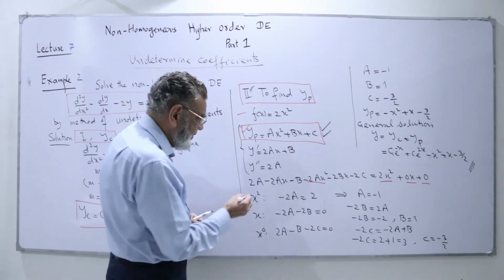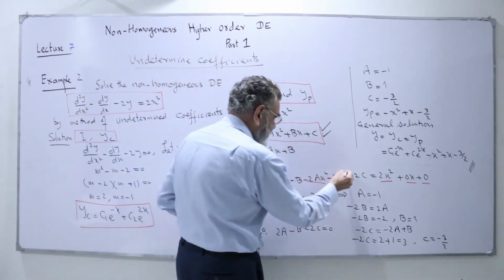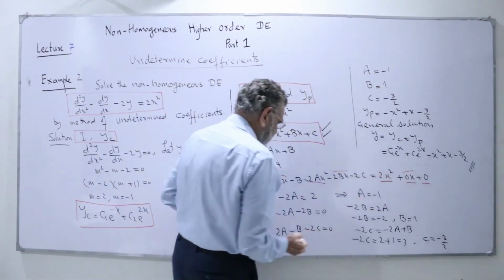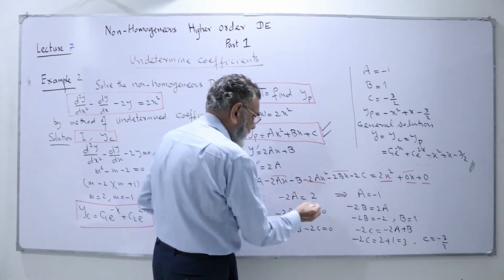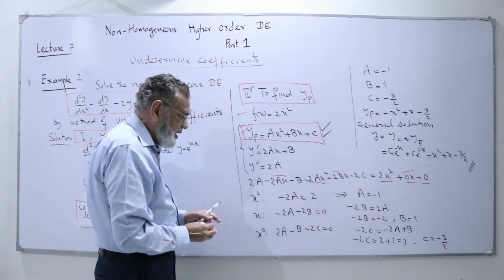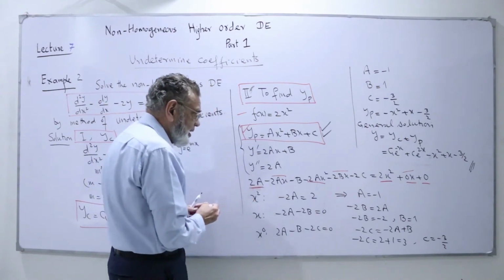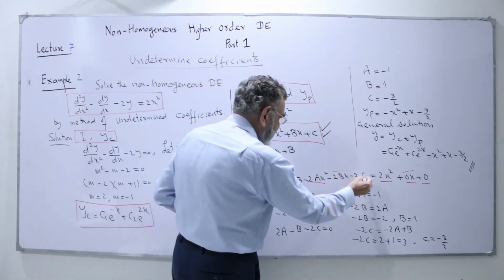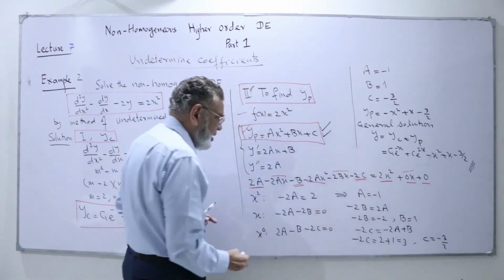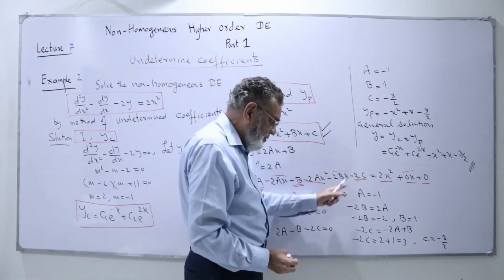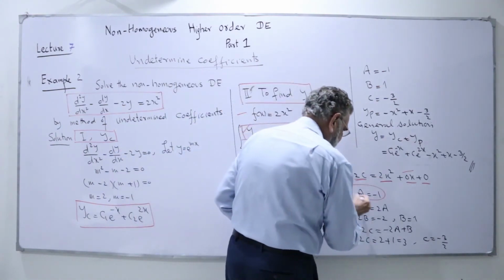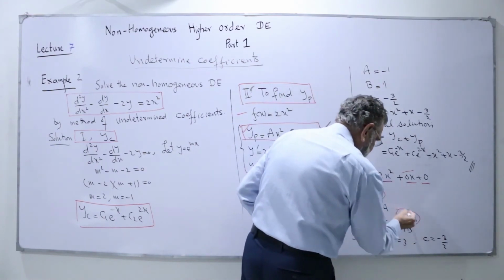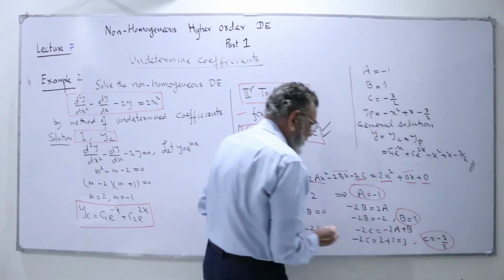And then for x, this contains x, this contains x, and there is x here. So we get minus 2a minus 2b equal to 0. Then with the constant, we have a constant here, a constant here, and a constant here, and it is equal to 0. We solve these equations, and we get the value of a is equal to minus 1. We get the value of b is equal to 1, and the value of c is equal to minus 3 by 2.